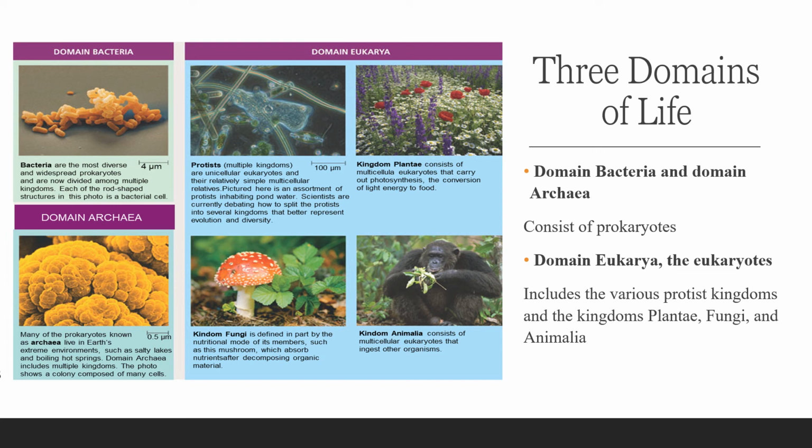Kingdom Plantae consists of multicellular eukaryotes that carry out photosynthesis, the conversion of light energy to food. Then we have Kingdom Fungi and Kingdom Animalia in the last. Kingdom Fungi is defined in part by the nutritional mode of its members, such as mushrooms, which absorb nutrients after decomposing organic material. Kingdom Animalia consists of multicellular eukaryotes that ingest other organisms.